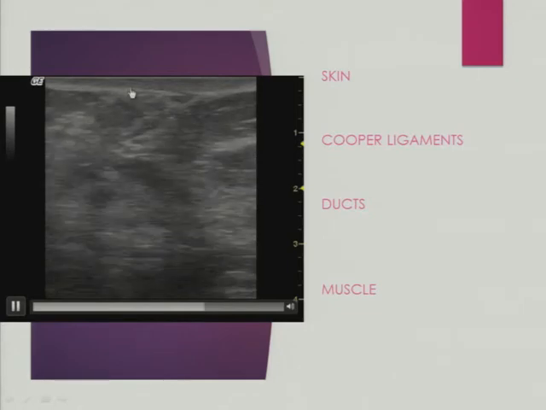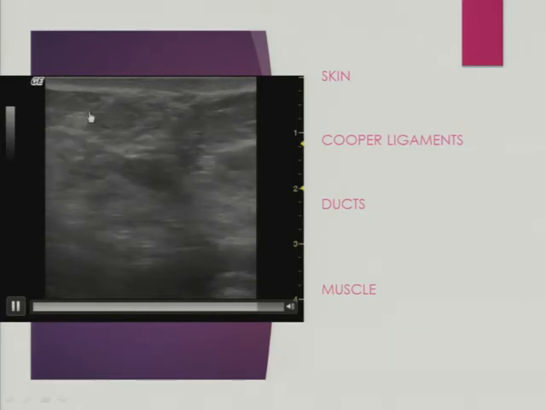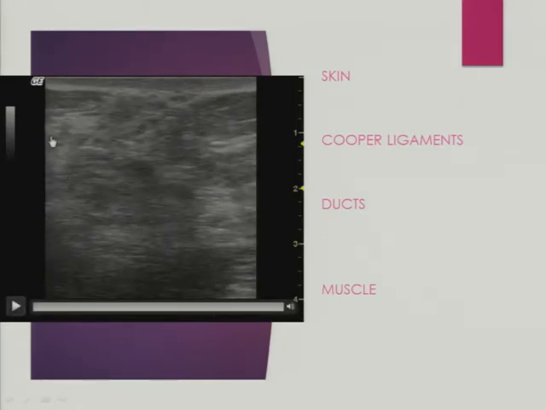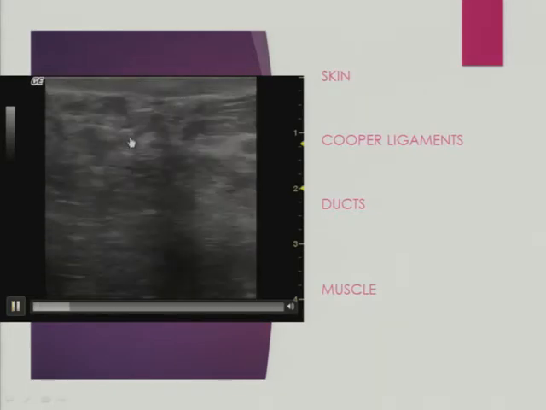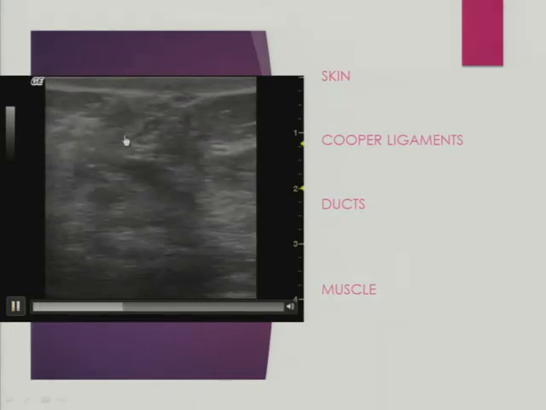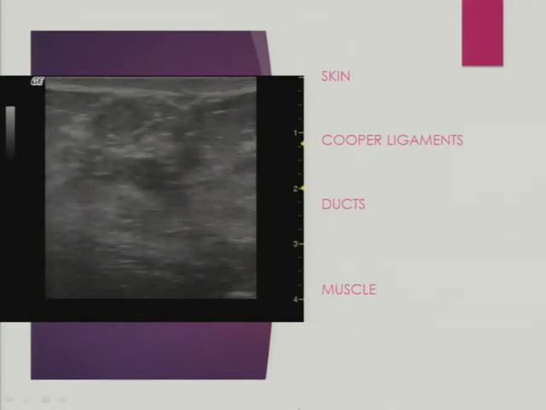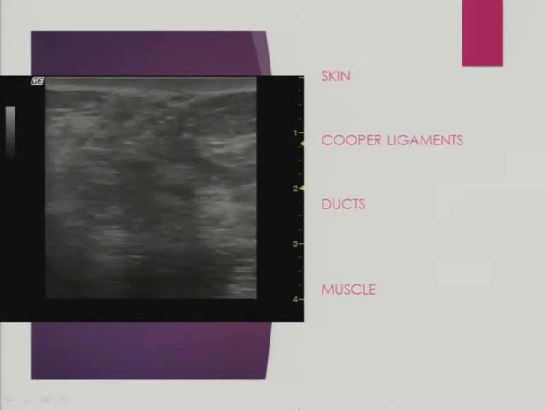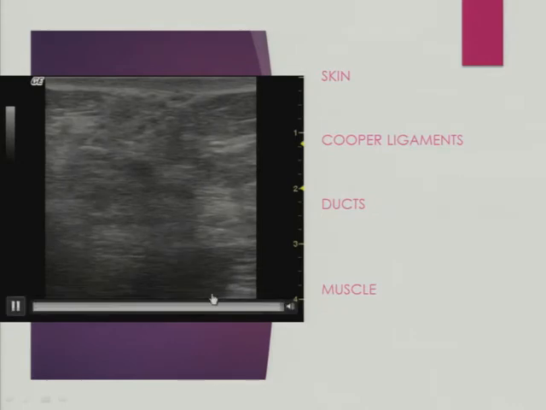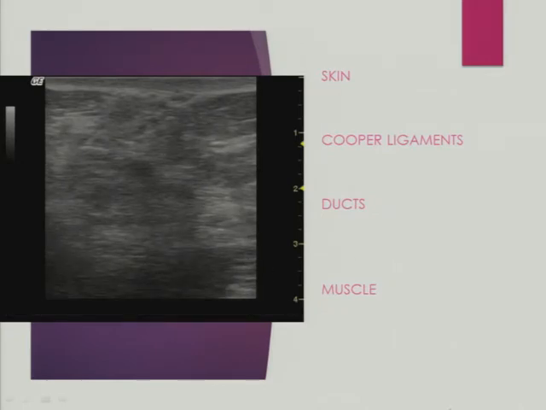The Cooper ligaments are small white lines that start from the breast tissue and go out to the skin, or from the breast tissue to the thoracic muscle. We have the ducts, small linear structures, you can see some here, which are actually the ducts, and we can follow those towards the nipple. And of course, we have the pectoralis muscle.